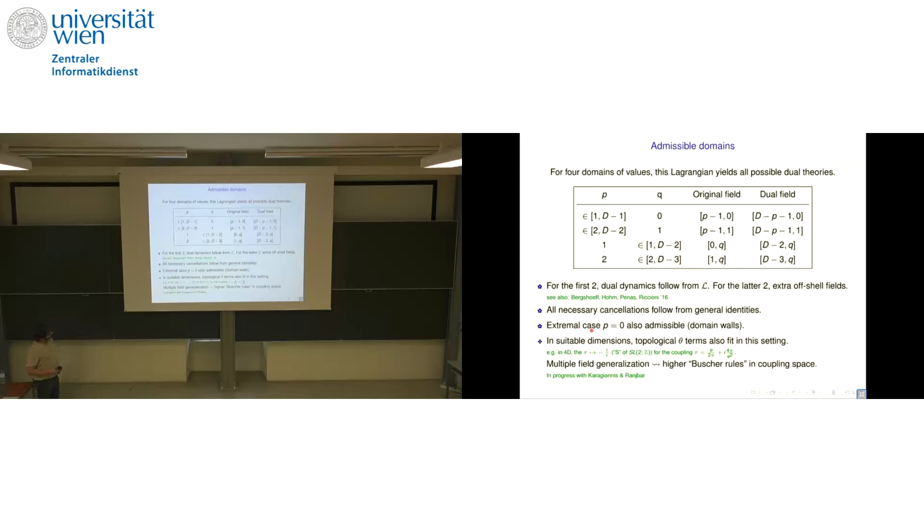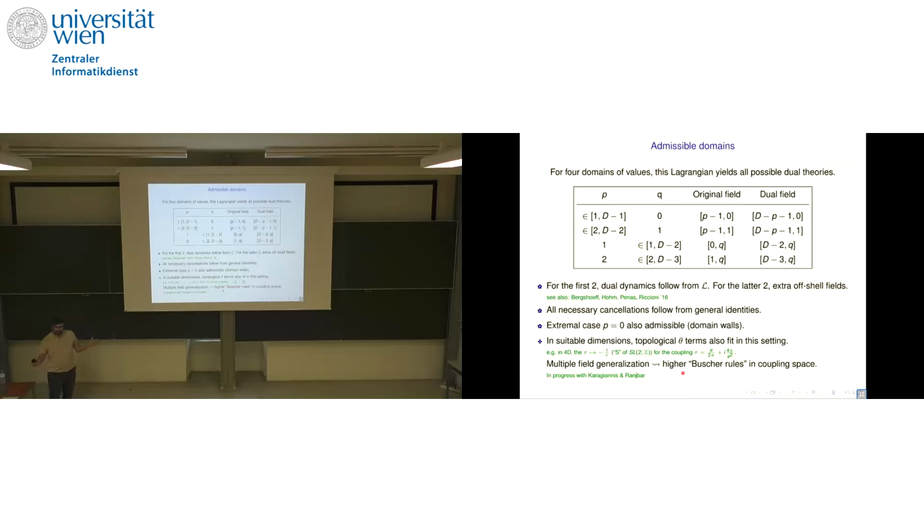A final comment about this is that in suitable dimensions, you can also add topological theta terms. So in the self-dual dimensions, for example, you can add topological theta terms and also do this procedure. For example, in 4 dimensions, you can add the theta term, and then it gives you the S part of the SL(2,Z) duality, so tau goes to -1 over tau, where tau is the complexified coupling, which has theta and the coupling. This is work in progress, part of some more general work in progress with Yorgos and Arash Ransba, where we are now doing the multiple field generalization of this procedure.